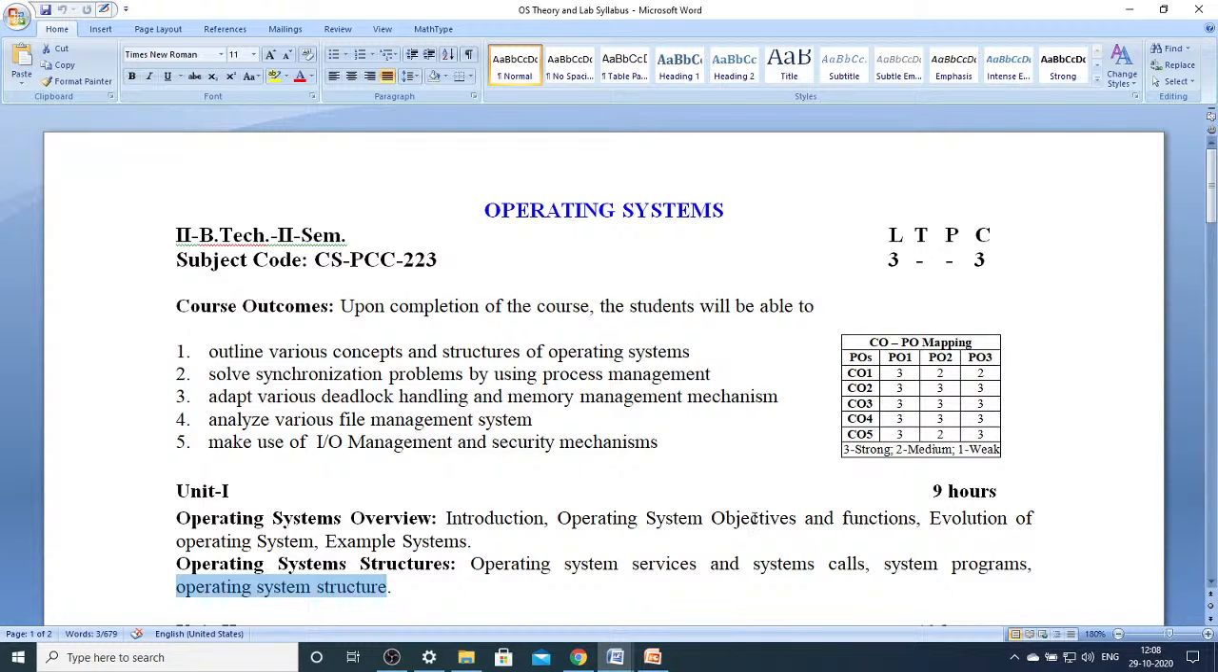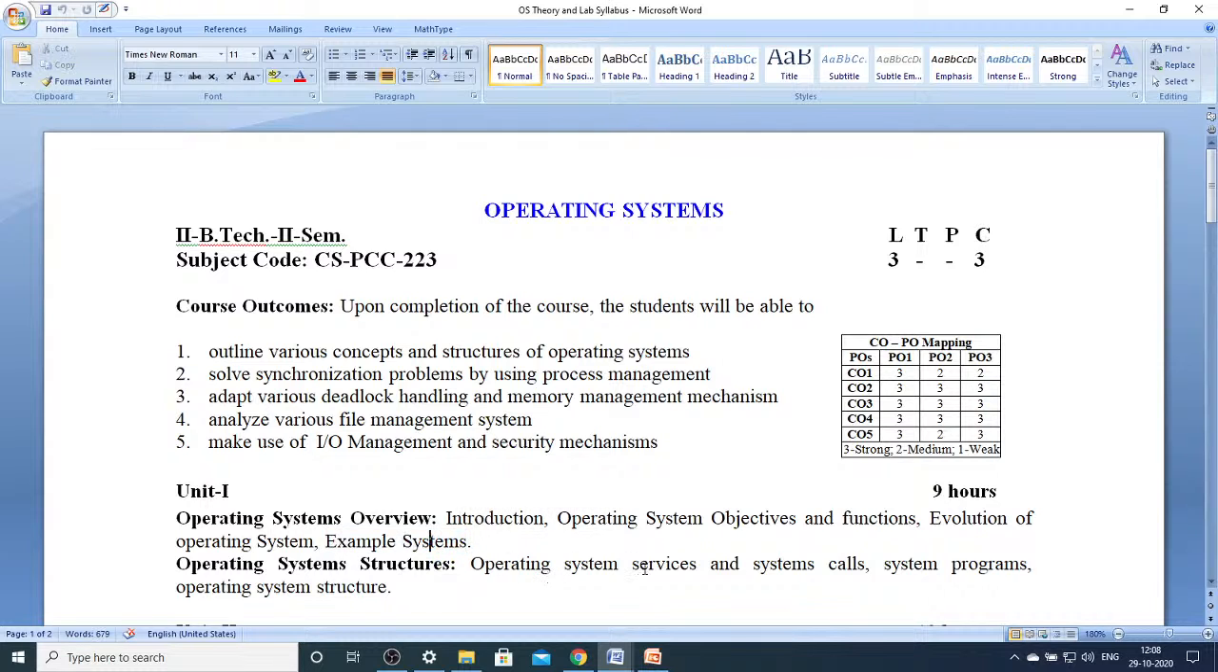So objectives and functions, services will be somewhat similar only. Whatever the operating system functions and the operating system services, you will be having mostly similar things only. And coming to the evolution of operating systems, it's not mandatory to explain each and every evolution in great detail. You can just give the type of evolution, explain in brief, and mention the example operating systems that fall under that particular category. So this example systems is not required anyway.